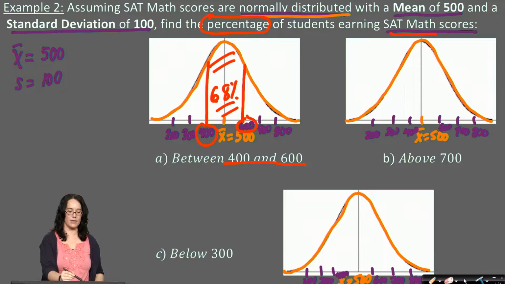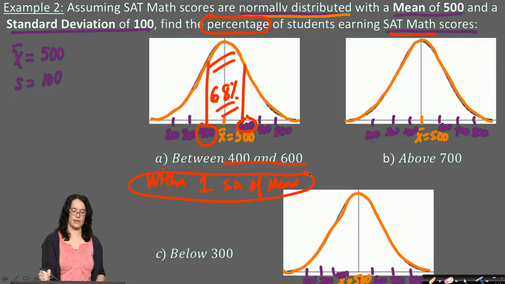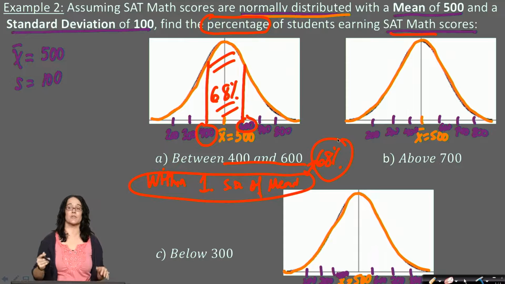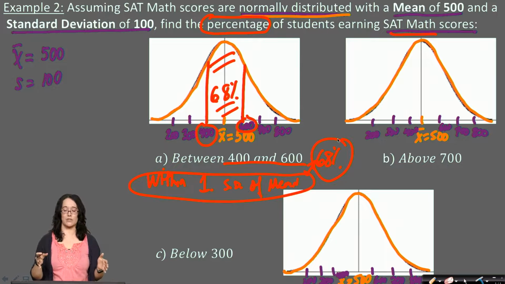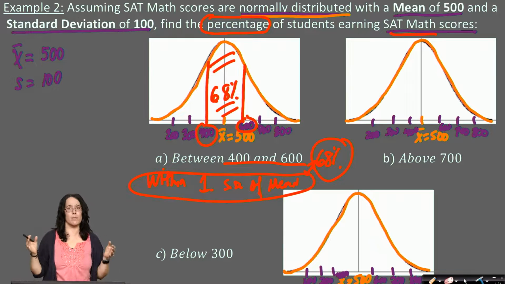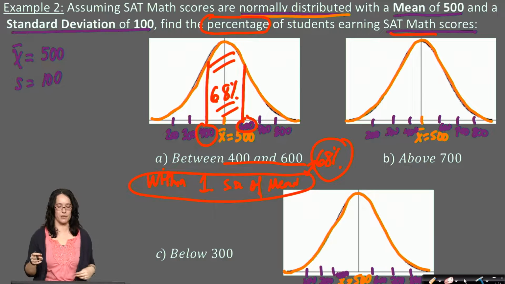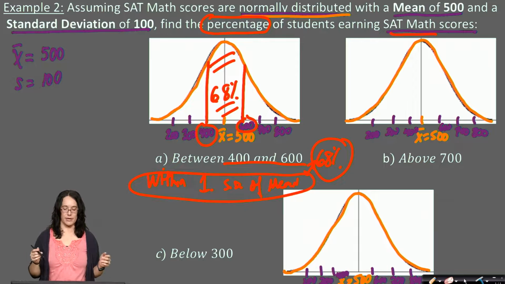Whenever you are within or between one standard deviation of the mean for a normal distribution, then that tells you the answer is 68%. So 68% of all people who took the SAT math score would have had their scores between 400 and 600. So a significant majority there, okay? Definitely more than 2/3 of the people. So that is a very important piece of information.